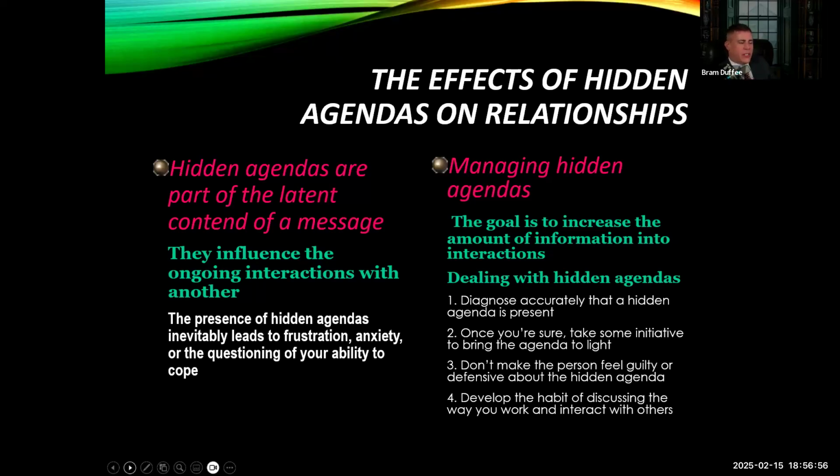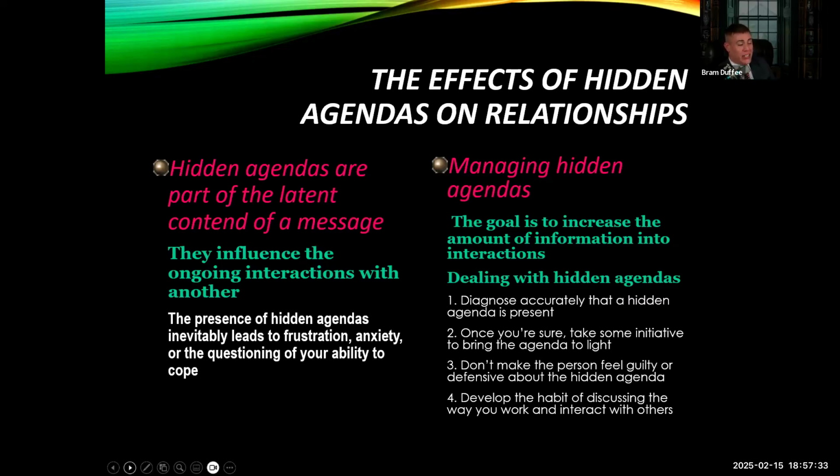Hidden agendas don't just affect individual conversations, they have a way of shaping entire relationships. At their core, hidden agendas are part of the latent content in communication. They're not in the words being said, but in what's left unsaid. So, the feelings or the fears or the motives that are simmering under the surface, and while they may remain unspoken, their impact here is often loud and clear.